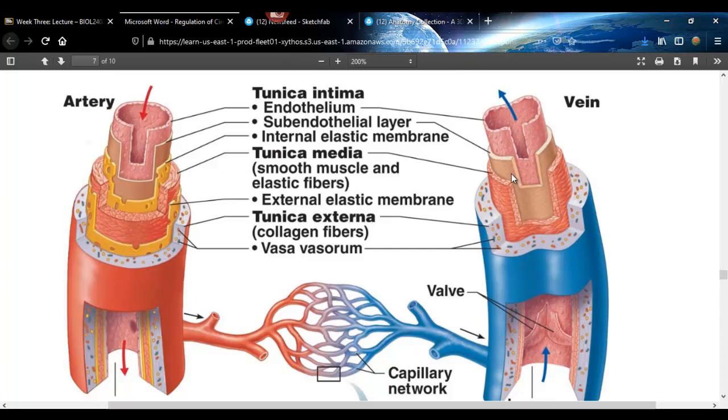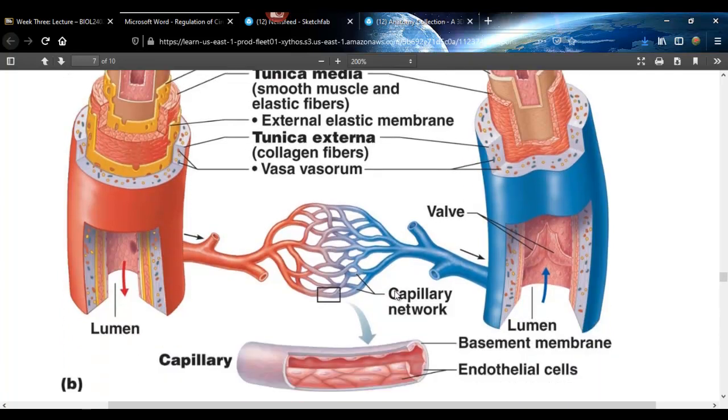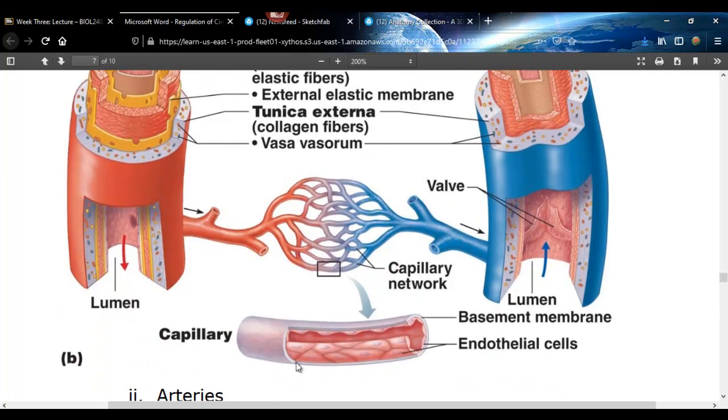You have the same three layers in a vein. Here's the tunica intima. The tunica media is this thin layer. It's still muscle, and I didn't mention this, but the tunica media is smooth muscle. It's a lot thinner in veins. Veins have much thinner walls than arteries do, so the inside of a vein, most of the time, is larger. It can hold more blood. And then this is called the tunica externa, and all this little stuff in here are nerves and arteries and veins. And that's a capillary.